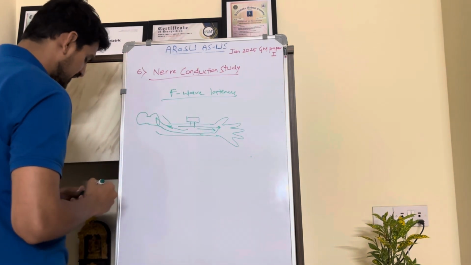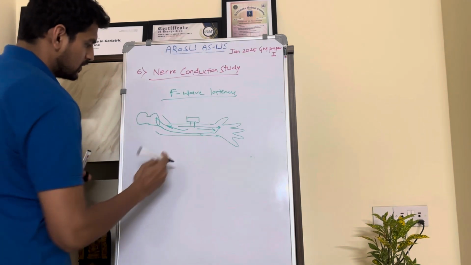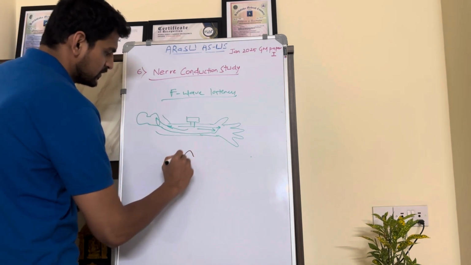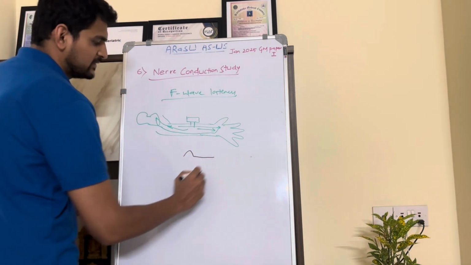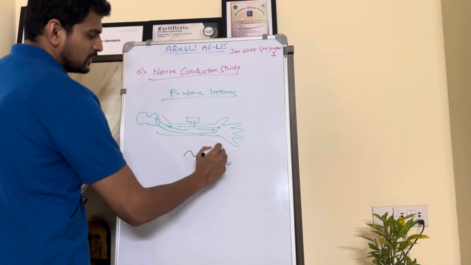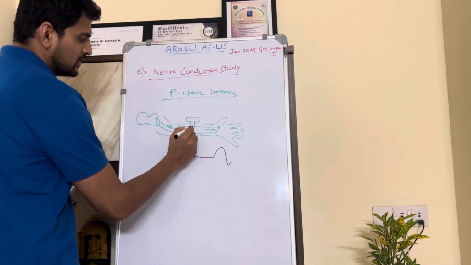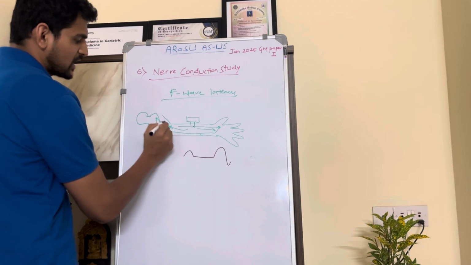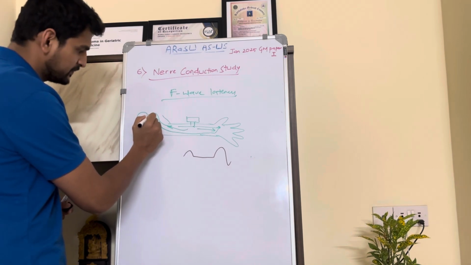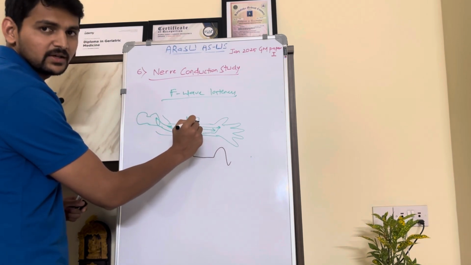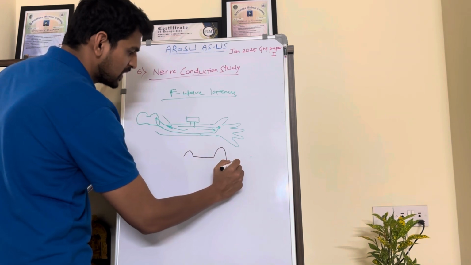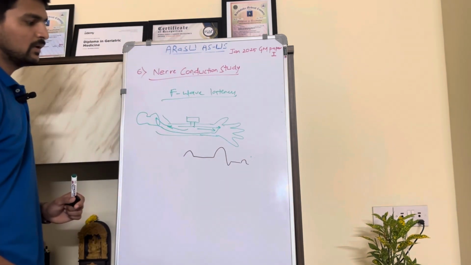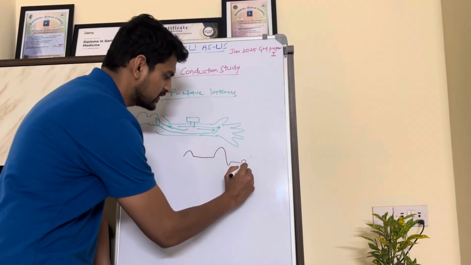So what happens exactly is, we give the stimulus, right? So this is the stimulus artifact. After latency, we get a response of the muscle. But meanwhile the stimulus is traveling in the other direction, reaching the spinal cord, and from the anterior horn cell we are getting the second response. So after some time there will be one more wave like this. So this is called the F wave.